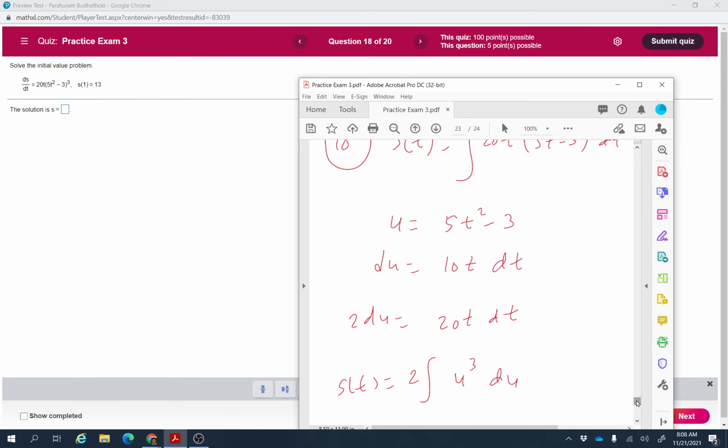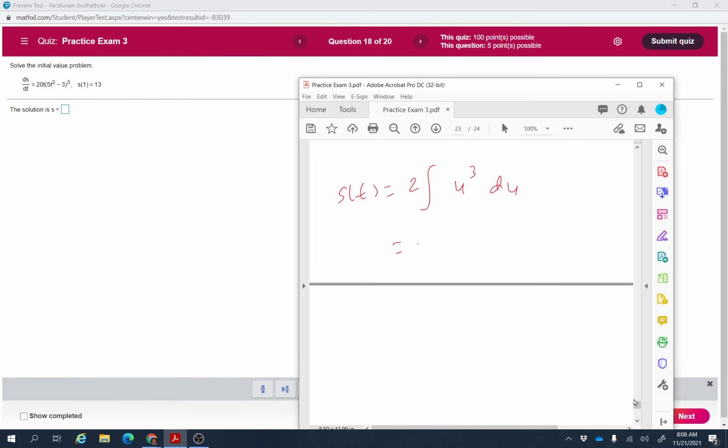So now find the integration, which is 2 times u to the power 4 over 4 plus constant, which is half u to the power 4 plus constant, but u means 5t squared minus 3, so it is half (5t squared minus 3) to the power 4 plus constant. So this is your s of t, but you don't want your answer in terms of a constant, so you have to use this condition, s of 1 equals 13.